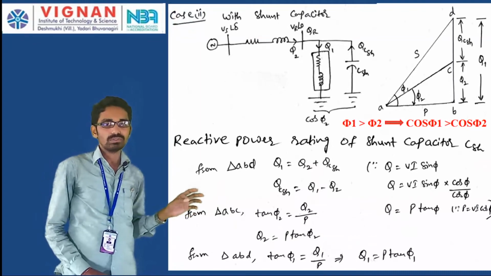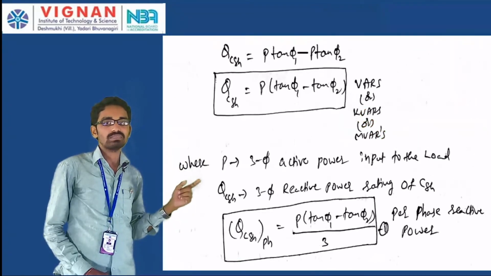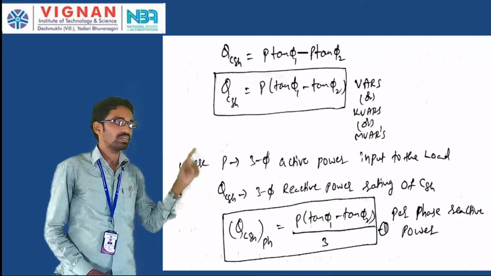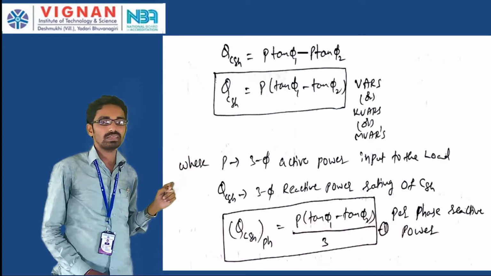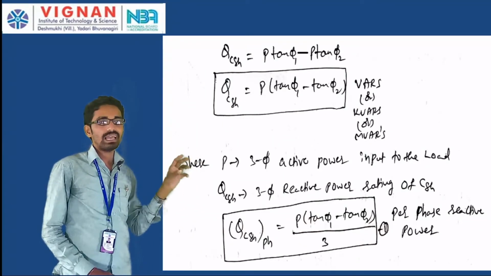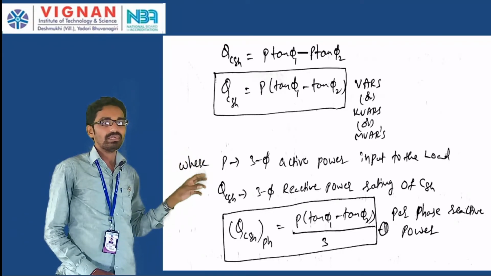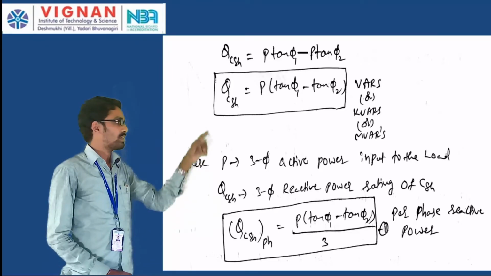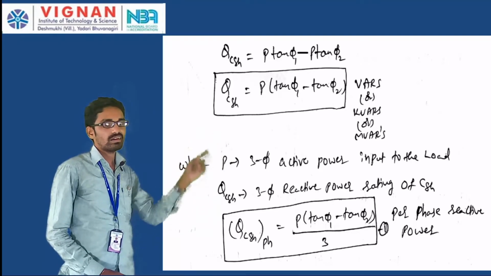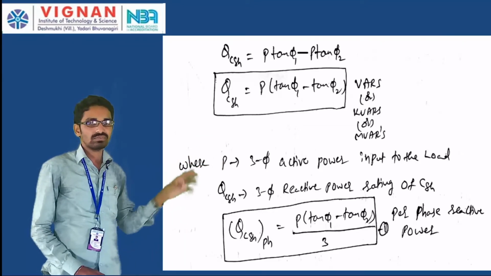So if I substitute these two, Q2 and Q1, in the above equation of QCSH, that means Q1 minus Q2, that is P tan phi 1 minus P tan phi 2, you are going to get QCSH equal to P into, taking the common P, tan phi 1 minus tan phi 2. The units are VARs or kVARs or MVARs, that is the units of the reactive power.